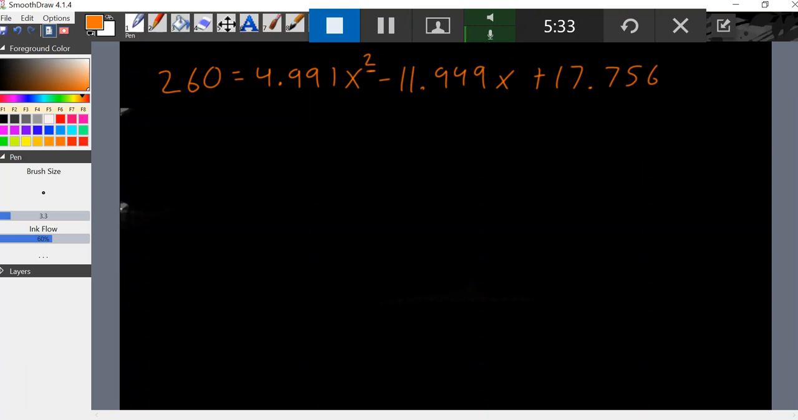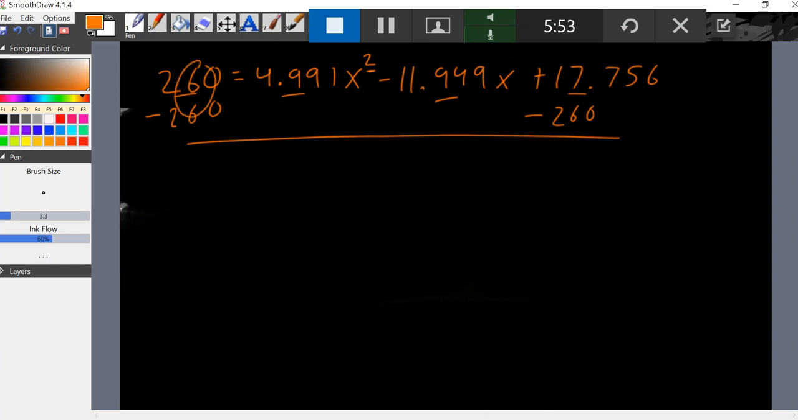Well, first things first, we always want to set a quadratic equal to 0. Would it be easier to move one thing on the left side or 1, 2, 3 things on the right side? In my personal opinion, it's easier to move 1. So the opposite of a positive 260 is a minus 260, and I can subtract this over here. So now we're going to have 0 is equal to 4.991 x squared minus 11.949x.